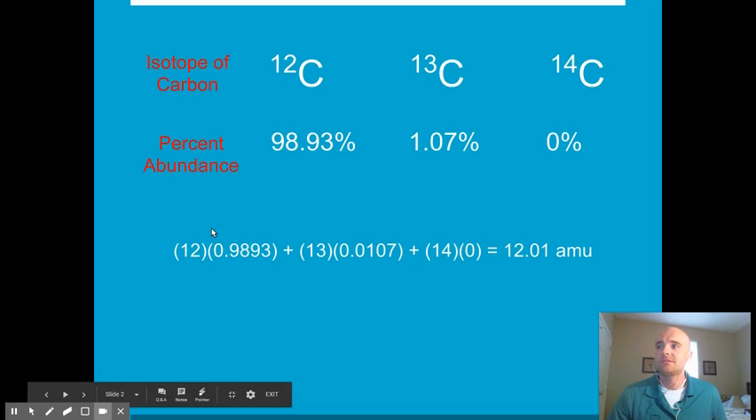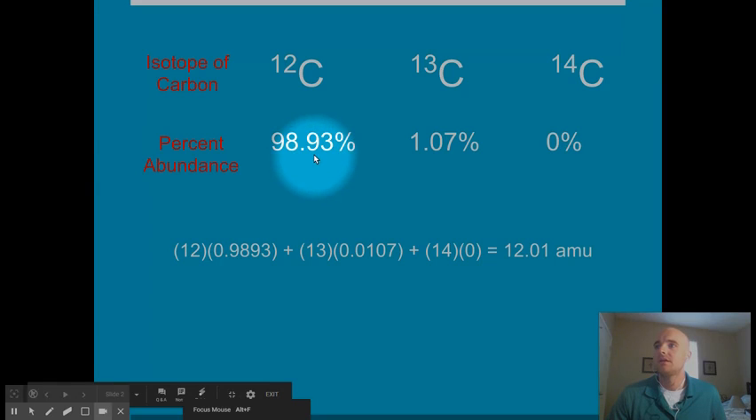So to do this, we will take the mass number and multiply it by the percent value. I've changed the percents here from a percent to a decimal. I divided it by 100, or I moved the decimal place 2 places to the left. See how I did that?